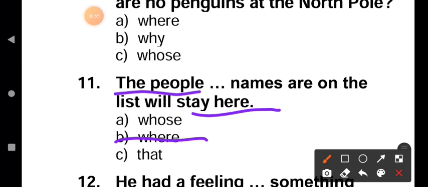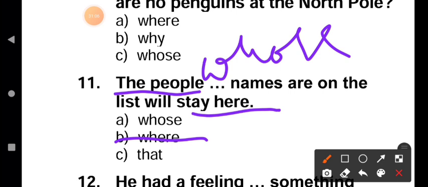The people whose names, the possessive case, whose names are on the list will stay here. Whose is the right answer. Where is the wrong answer.